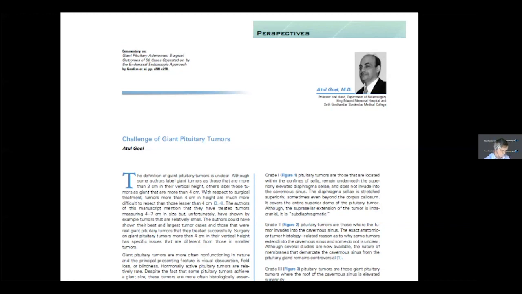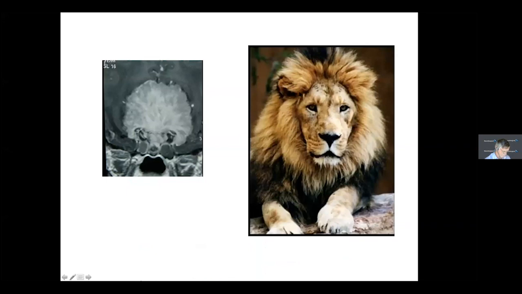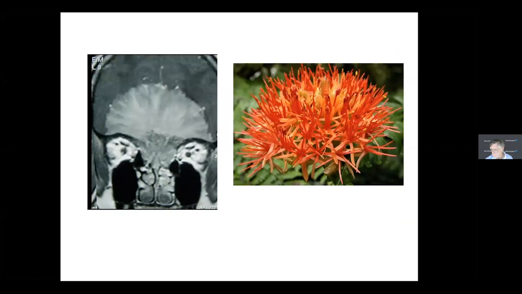So I'm going to show you some giants, okay? So this is one giant pituitary tumor, and you see this giant is like a lion. Whether you want to put your finger in this lion's nose or not is the issue. Whether you want to disturb this sitting and relaxing lion is the issue that you have to decide for your own self. On the other hand, you do a good job, you do a radical job, you understand these tumors, it can just look like a beautiful flower.